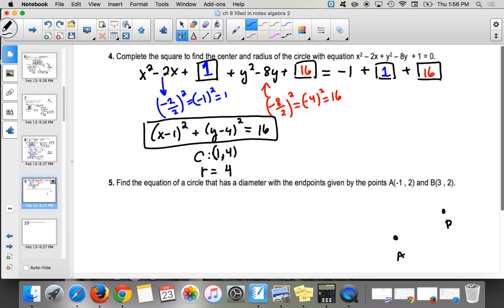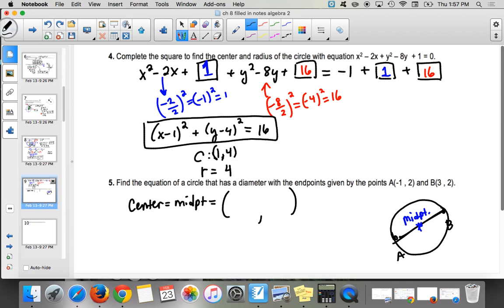So basically, you don't have to sketch it out, though. If these are the endpoints of a diameter, and you're trying to find the center, how do I find that? Yeah, do the midpoint, right? So I'm going to do the midpoint formula to get my center. The midpoint formula is the average of our x values and the average of the y's. So if I have the numbers negative 1 and 3, I add them together and divide by 2. And I have 2 and 2, I add it together and divide by 2. So your center is 2 over 2, which is 1, and 4 over 2, which is 2.